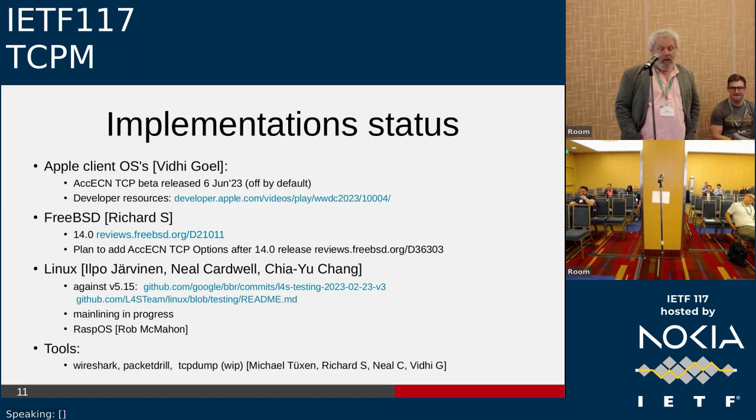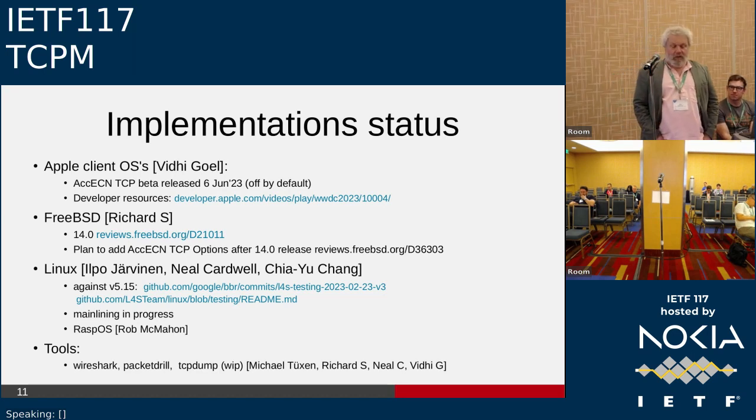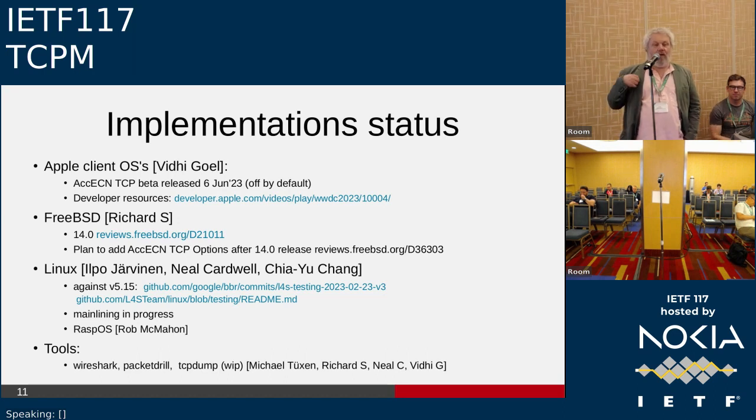Apple actually did a release last October, but done a full release of all their Alpha-S stuff on the 6th of June, including accurate ECN in their TCP receiver, off by default for developers to be able to test things against it. And that link there gives you links to how to turn it on, how to test things, and all the rest of it. There's a number of links via there.